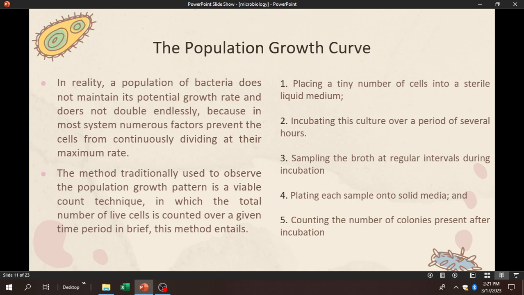In brief, this method entails: first, placing a tiny number of cells into a sterile liquid medium. Second, incubating this culture over a period of several hours. The third step is sampling the broth at regular intervals during incubation. The fourth is plating each sample onto solid media, and the last is counting the number of colonies present after incubation.